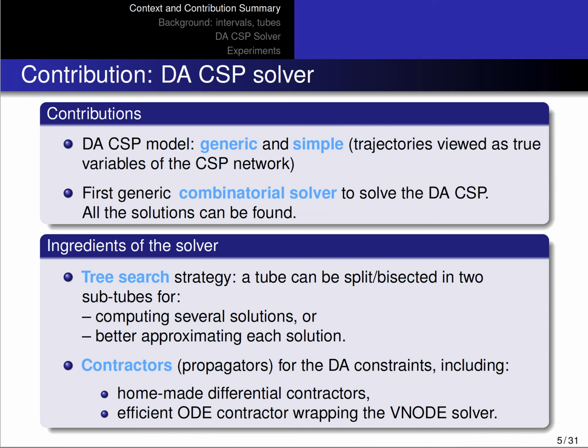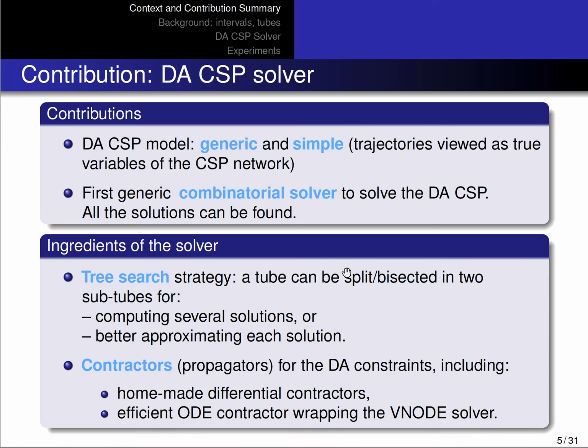The contribution of this work first lies in the model itself. It's generic, it can model numerous real-life problems, and is in a sense simple, especially because the trajectories are considered as true variables of the CSP networks. And the main contribution is a combinatorial solver built upon C++ libraries for intervals and tubes.